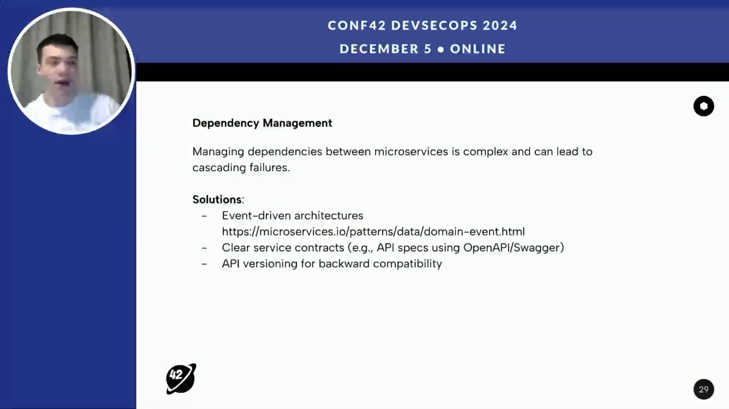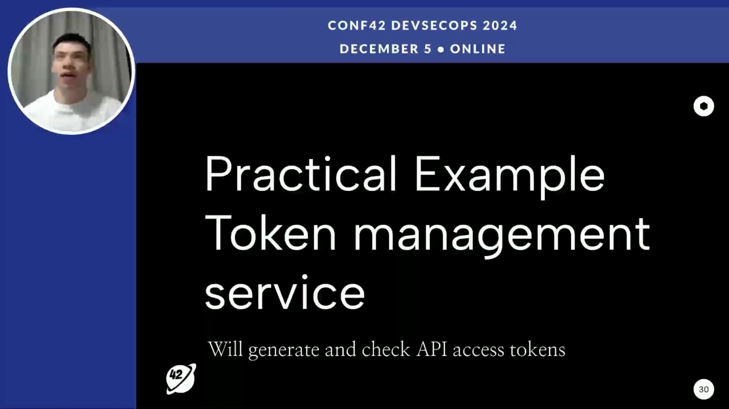It was very hard in the beginning to manage dependencies, but there are great solutions for such problems, such as event-driven architectures or API versioning with service contracts. Great tools like Swagger and OpenAPI are a great choice for documenting your APIs and sharing them between teams. So we've covered almost every significant problem, and we've mentioned the solutions that can solve these problems.